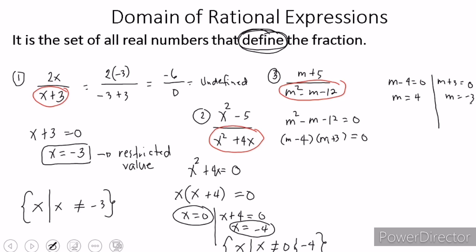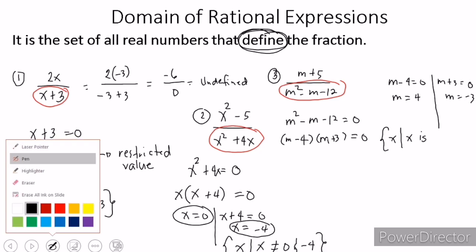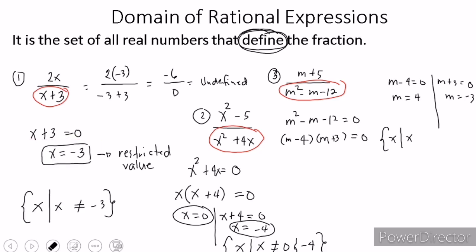So, yung ating set ay x is a set of real numbers such that x is not equal to 4 and negative 3. Okay. Last example.